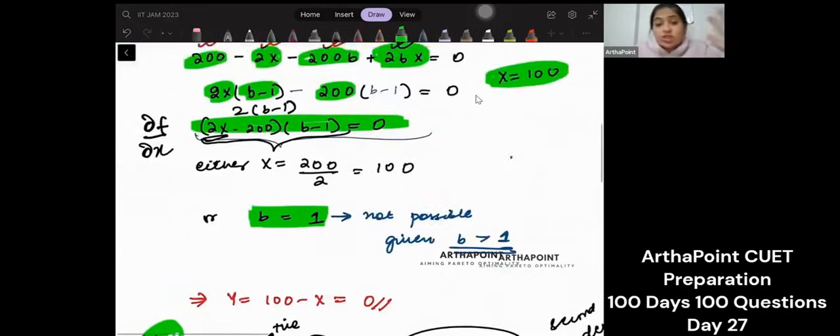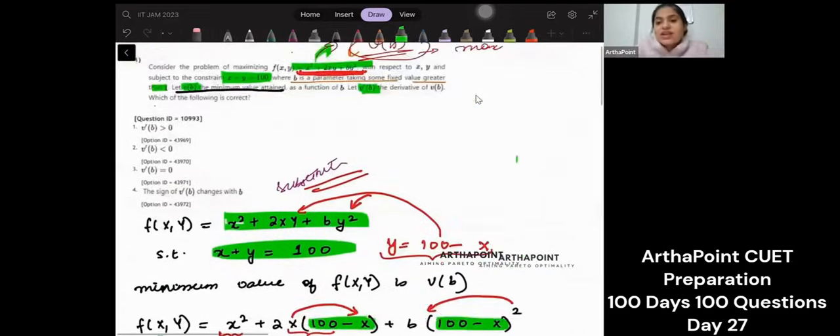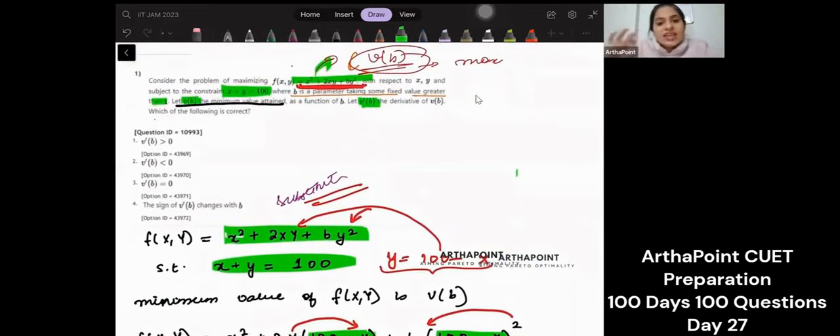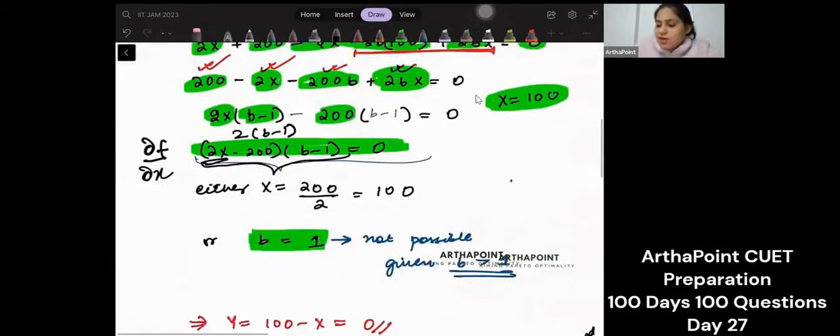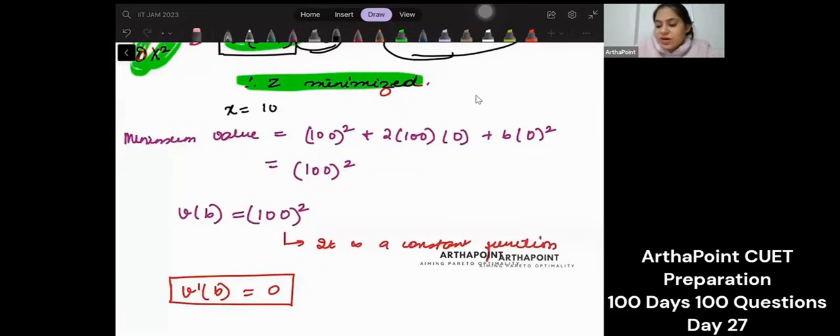Now let's go back. Question is very easy. It's just that they will change the language. They said minimize the function. We have minimized the function. Then they're saying V(b) is the minimum value attained. So value nikal lo, minimum value. When is the minimum value? Minimum value is when x is 100.